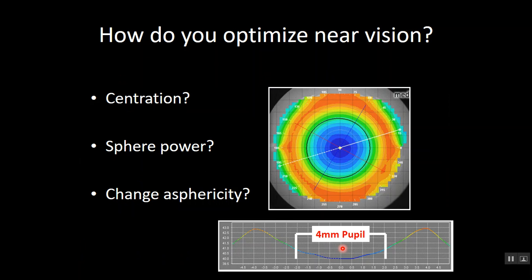Now, how do you optimize that near vision? Again, check the centration of the lens. Check the spherical, the distance power. Are we over minusing the patient, making it more challenging at near? Do we need to change the asphericity? Is the fit basically perfect and the distance vision is good? It's not over minused. So should we change the asphericity to add more plus into the pupil?